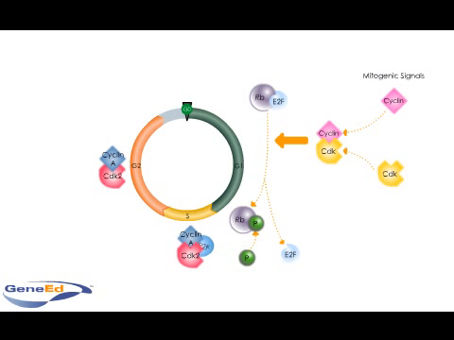Mitotic cyclins, such as cyclin B, complex with CDK, forming an M-phase promoting factor which initiates assembly of the mitotic spindle, breakdown of the nuclear envelope, and condensation of the chromosomes. At this point, the M-phase promoting factor activates the anaphase promoting complex, or APC.